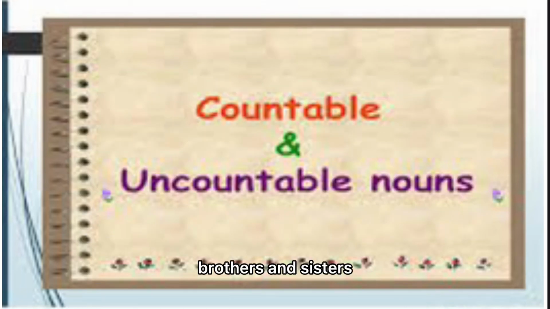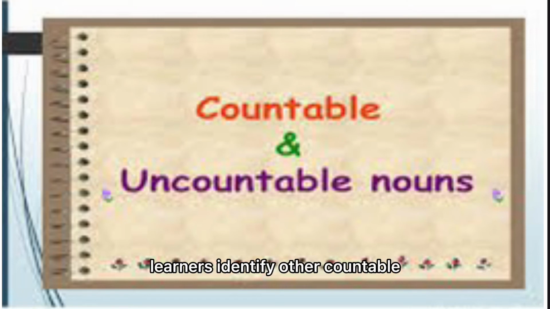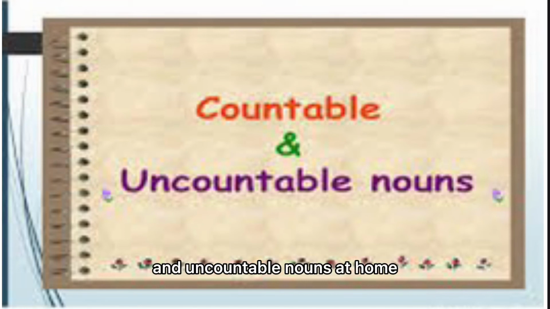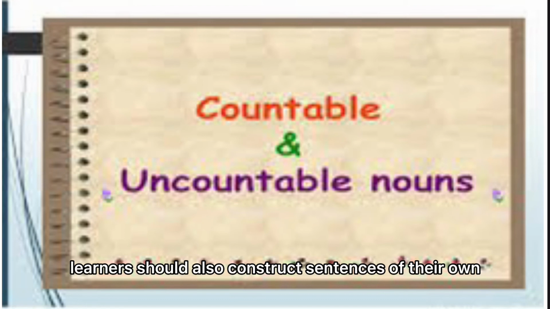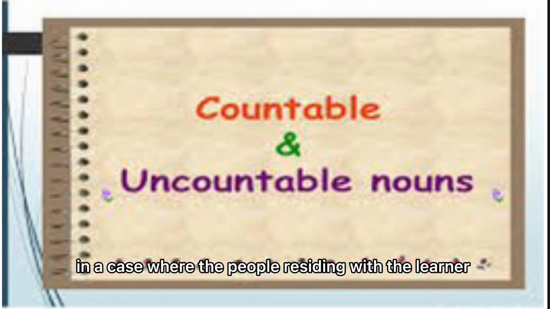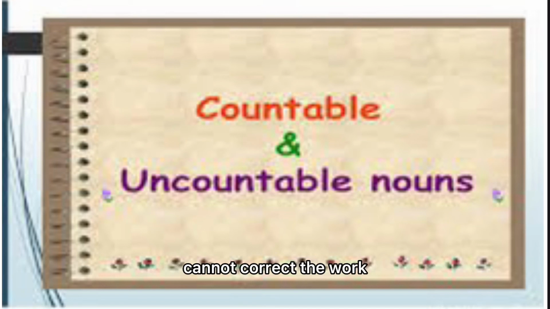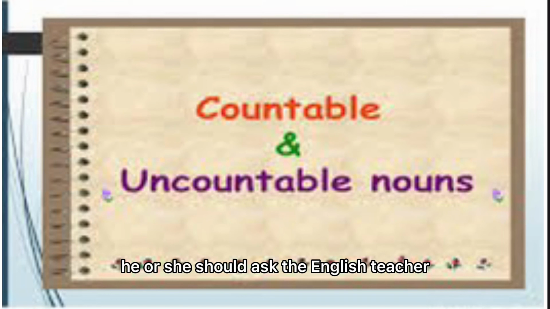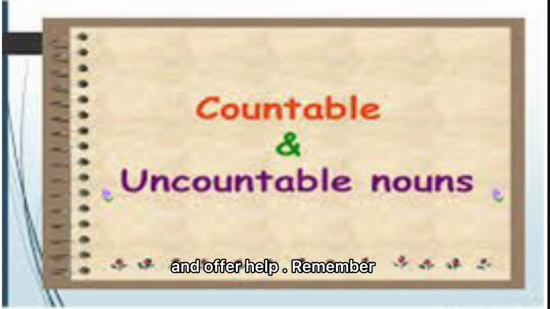Parents, guardians, brothers and sisters should let intermediate phase learners identify other countable and uncountable nouns at home. Learners should also construct sentences of their own, and the people they reside with should check if they are correct and offer the necessary assistance. In a case where the people residing with the learner cannot correct the work, he or she should ask the English teacher at school to check the personal homework and offer help.